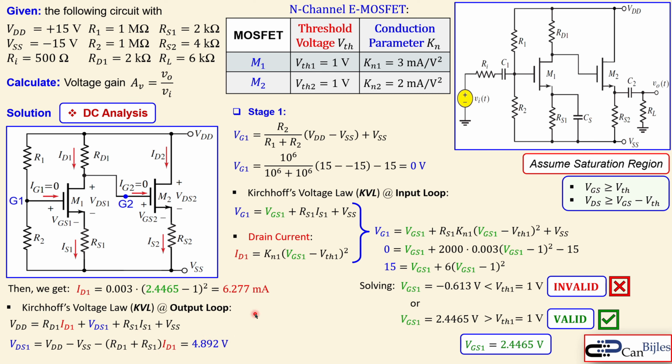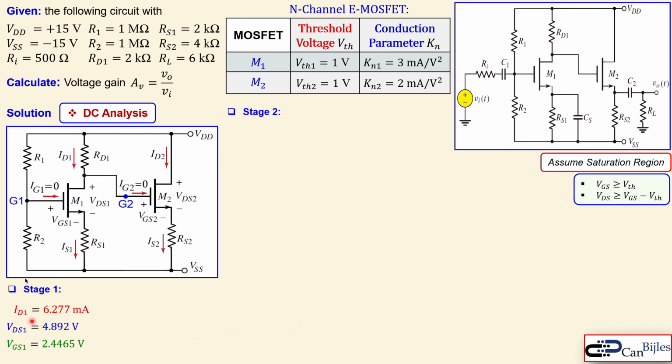We just use the values we have determined for the current and the given values in the example. But this must be larger than VGS minus V threshold for stage 1. Is that true? Yes, because 2.4465 minus 1 is 1.4465. So definitely this 4.892 is larger than this value. Again, it is valid, so our assumption was indeed correct for stage 1. Okay, now we have the required values for stage 1. Let's summarize them here.